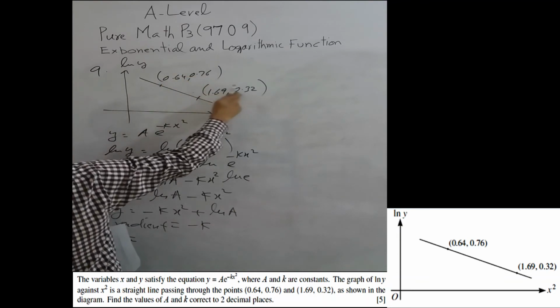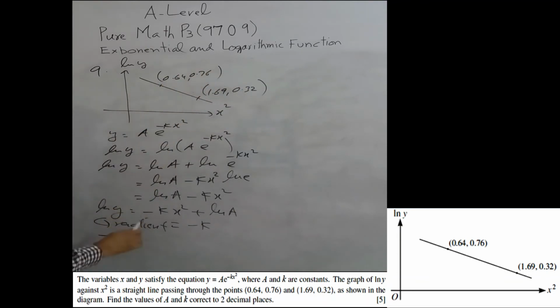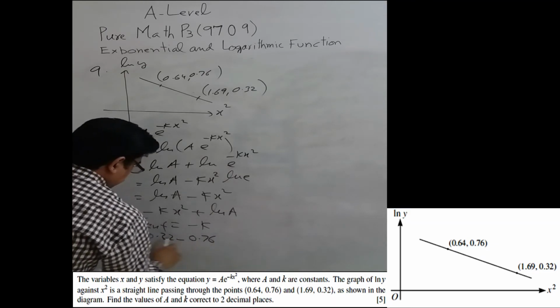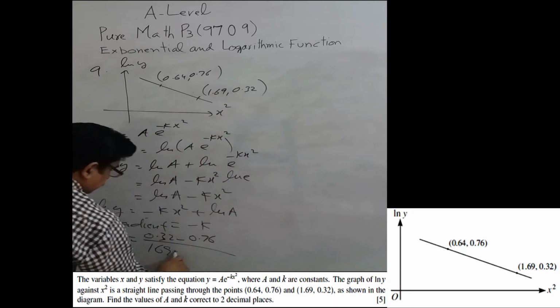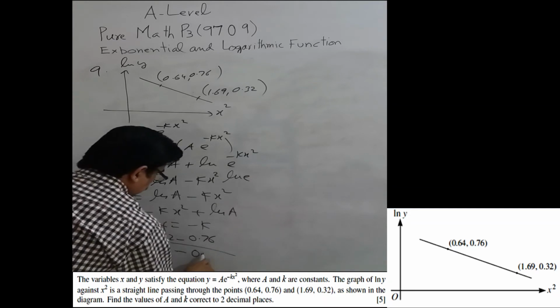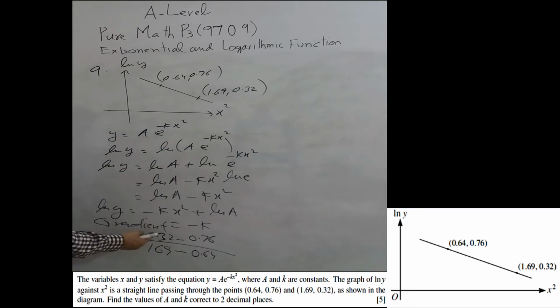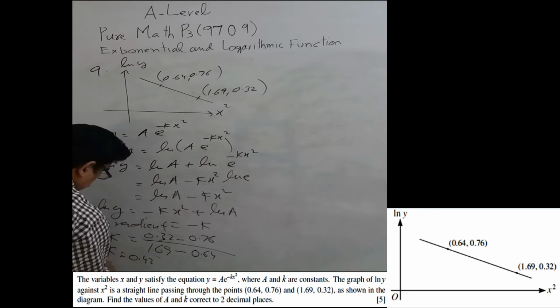So minus k is equal to, applying the gradient formula, these are directly the values of x square and ln y. So y2 minus y1, minus 0.76, divided by x2 minus x1, 0.64. So this is basically value of ln y, x square and x square, 1.69. So if you simplify here, you will get the value of k to be 0.42. K is equal to 0.42.